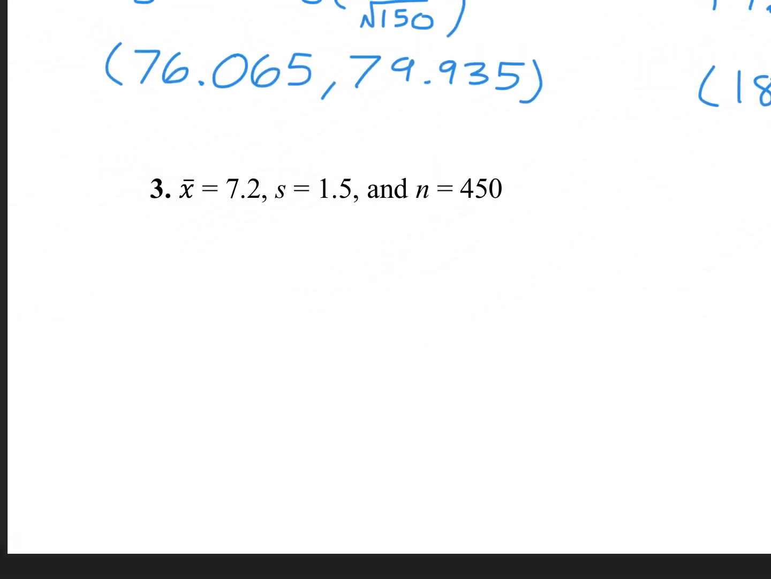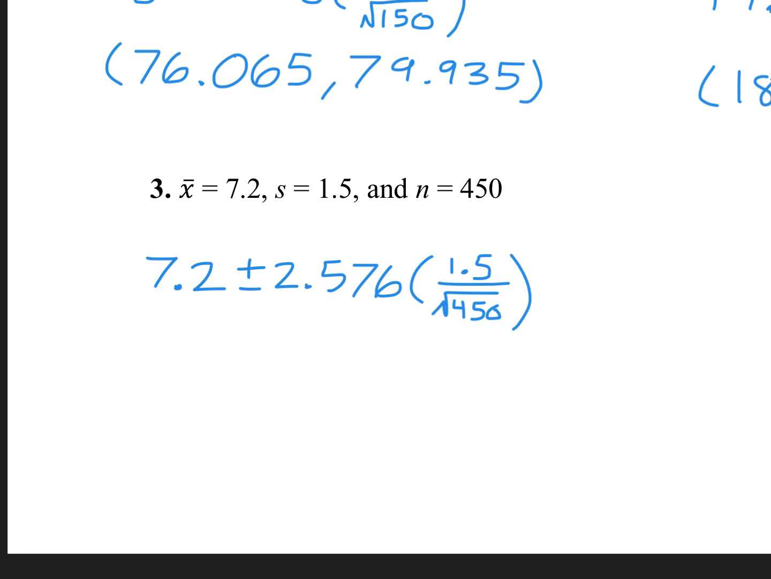All right, so for number 3, we start at the mean. We're going to go up and down 2.576 standard deviations. Multiply that by 1.5 over a radical 450.